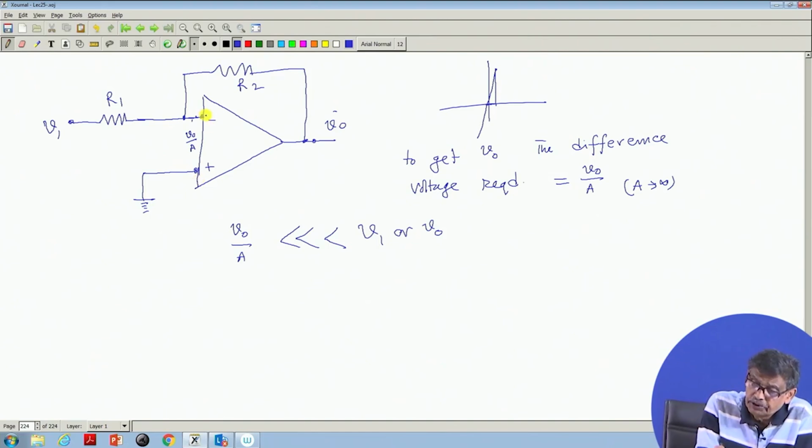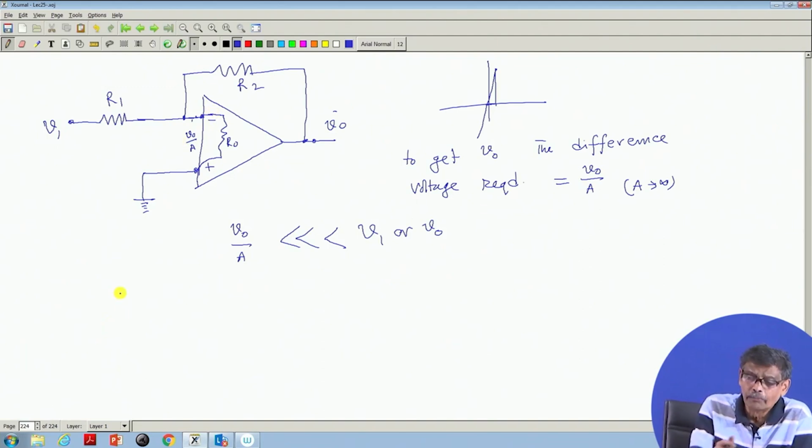And also the input impedance between these 2 points is very high. Therefore, no current will be drawn by the op amp. This side there will be practically no current. Yes, there will be current. How much will that current be? The small voltage V naught by A divided by this R naught. But R naught is very large and V naught by A is also a small number. Therefore, this current will be 0.